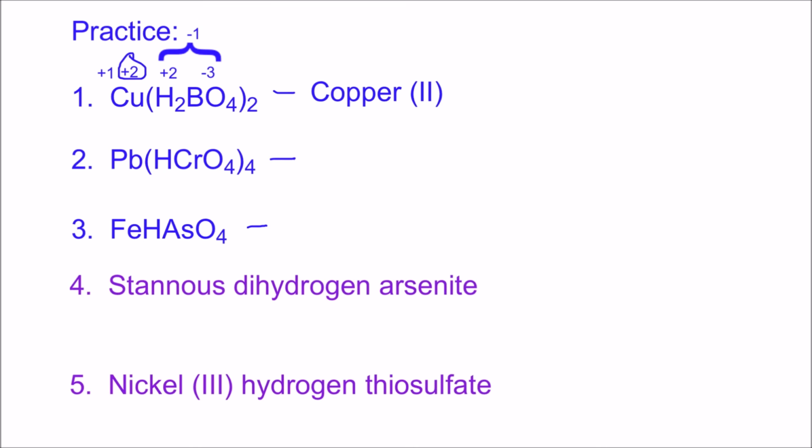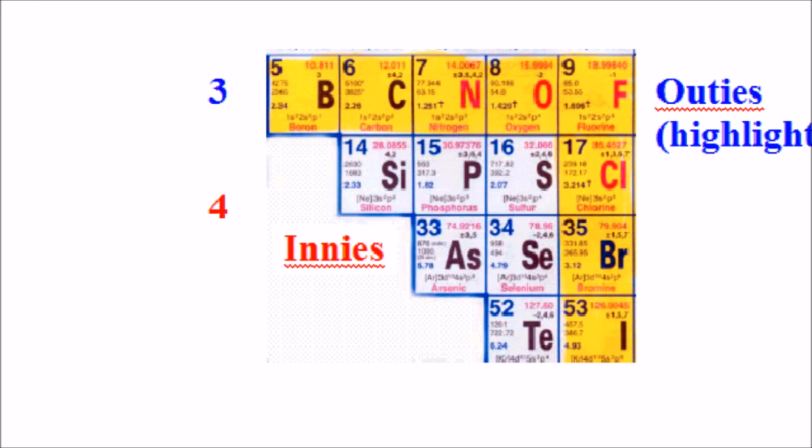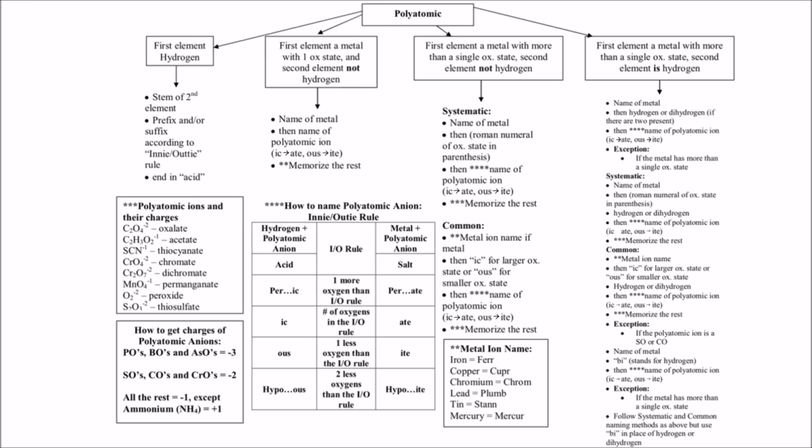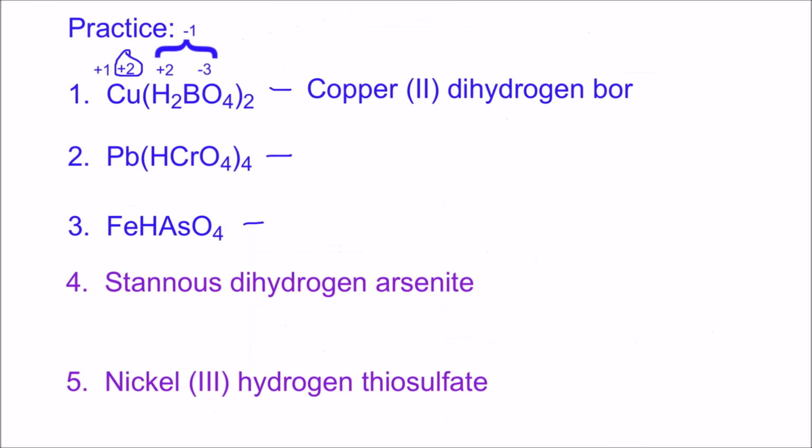Then we're going to say hydrogen, or dihydrogen, and we have two of them, so we're going to say dihydrogen. Then we need the name of our polyatomic anion. So we have boron here, so we're going to say the stem for that, which is bor. And then we need to decide what the ending is. This boron has 4 oxygens. Our any-outie rule shows that boron's an outie and wants 3 oxygens. If you have one more oxygen than you're supposed to, then you get a prefix of per, and your suffix is ate. So altogether, we have copper 2 dihydrogen perborate.